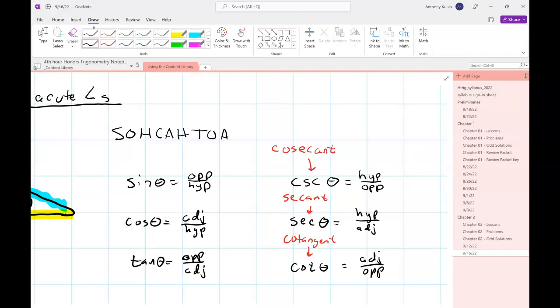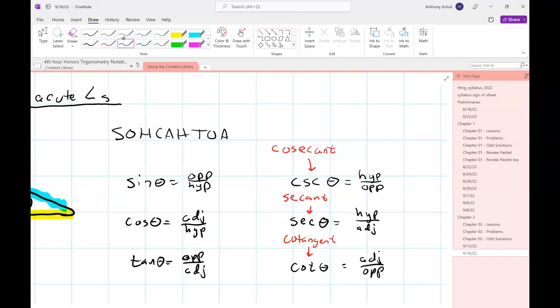And at this point, you're like, Mr. Kulik, more stuff to memorize? I don't want to have to deal with this. I just learned SOHCAHTOA. Well, hold on, because it's not really so much to memorize. We're not really going to memorize 6 more ratios. Do you notice the relationship between sine and cosecant? They're reciprocals, right? And cosine and secant, also reciprocals, and tangent and cotangent.